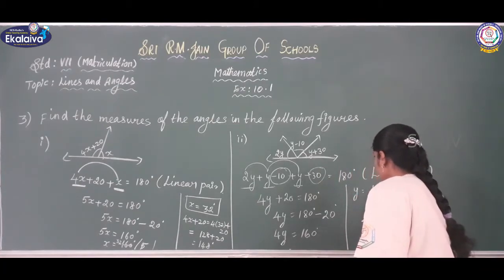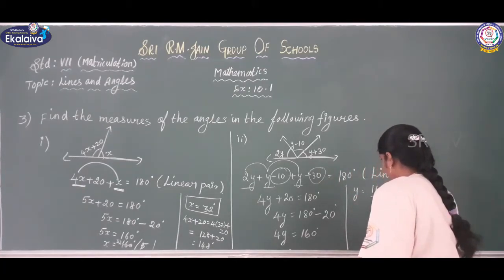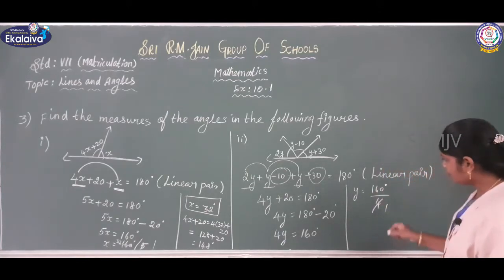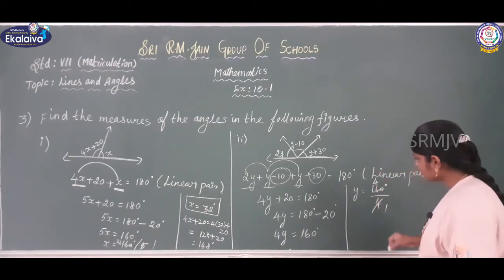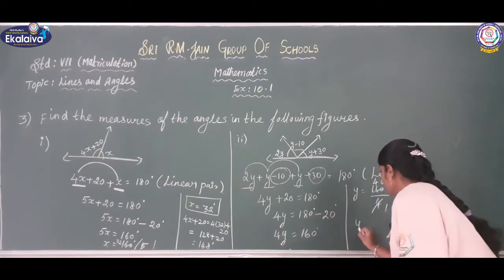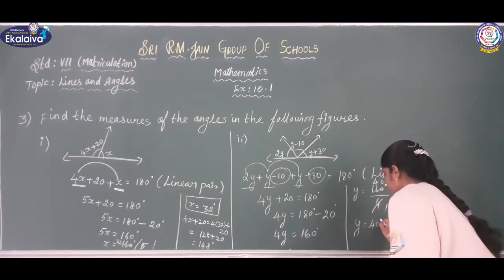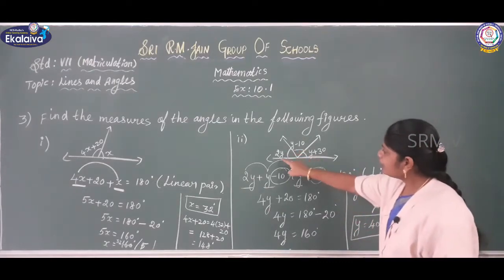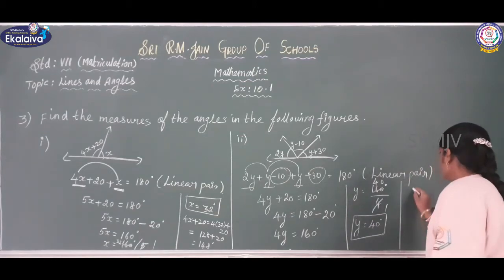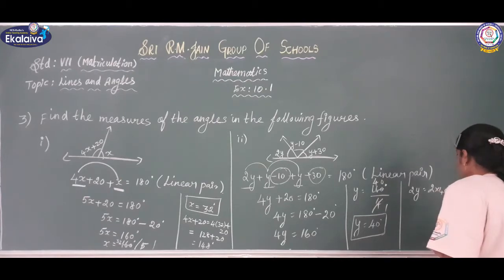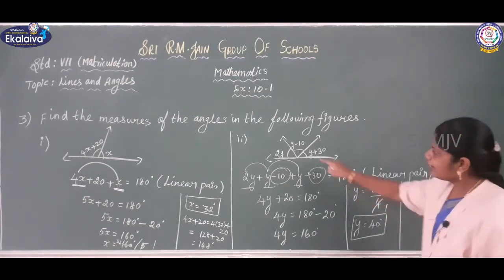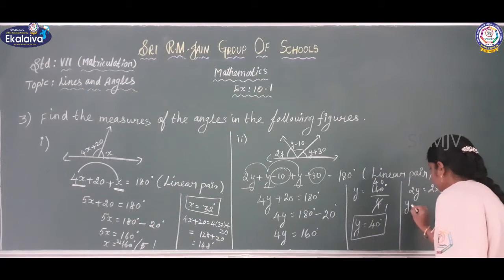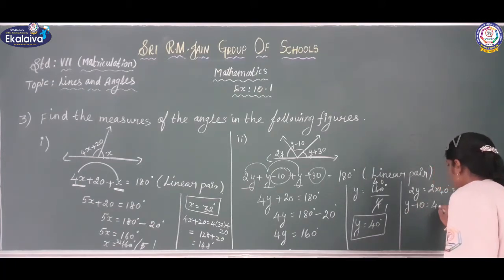y equals 160 by 4. 4 ones are 4. 4 fours are 16. 0. So y equals 40 degrees. And find out the remaining angles. Here 2y is there. So 2y equals 2 into 40 degrees. What will you get, children? 80 degrees. And the next one is y minus 10. So y minus 10 equals 40 minus 10, which gives 30 degrees.